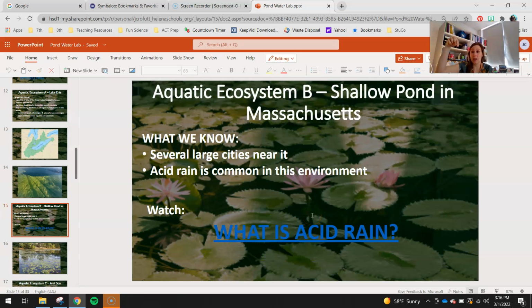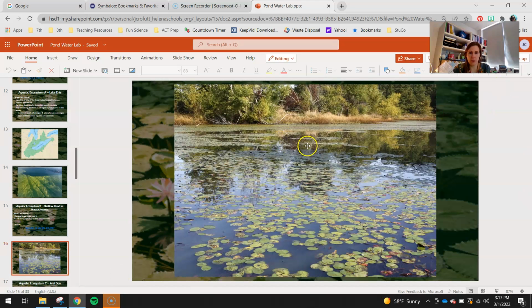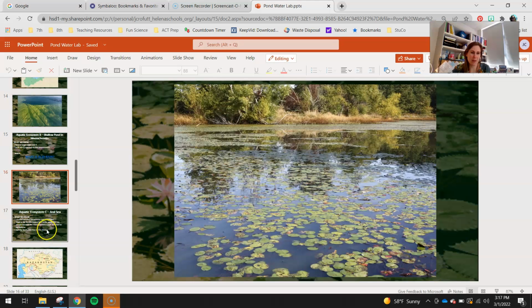So I'll have you take a second, pause this video and watch the what is acid rain video and then come on back. Okay, this is just a generic photo of what a pond might look like. Okay, this shallow pond in Massachusetts.